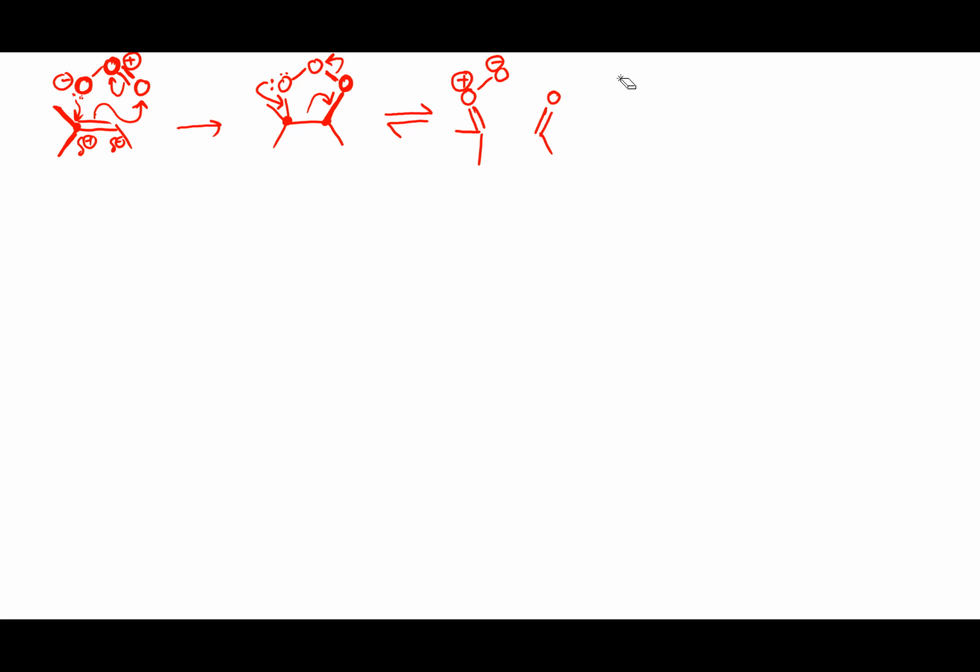Now it can go straight back to where it was. It can do the reaction backwards. Or what I'm going to do is I'm actually just going to rotate one of these molecules. So I'm going to keep this guy the same.